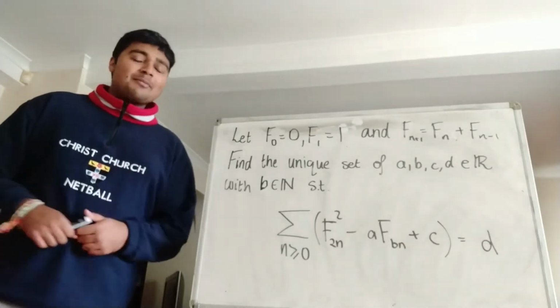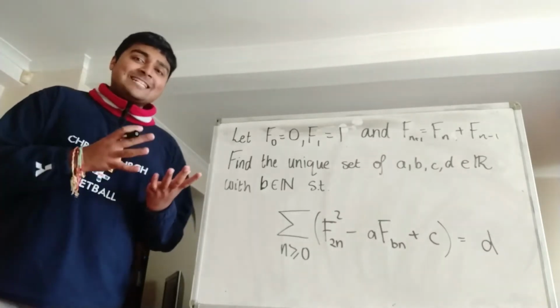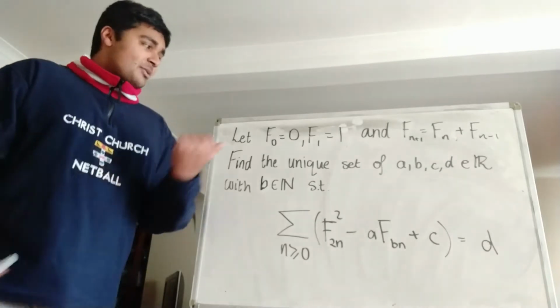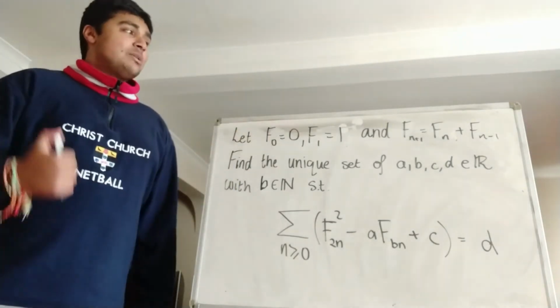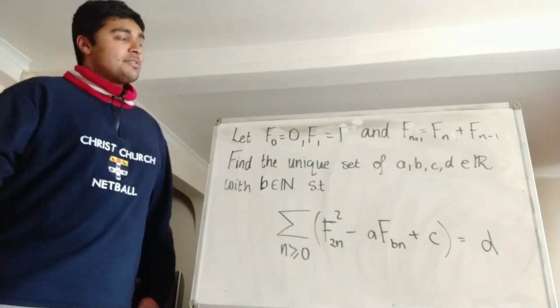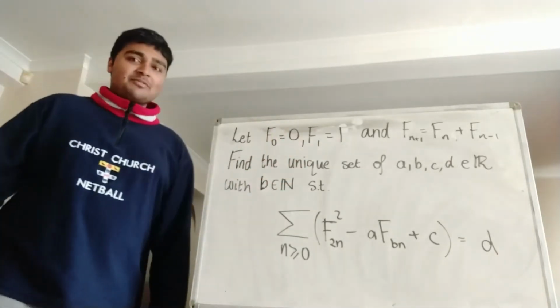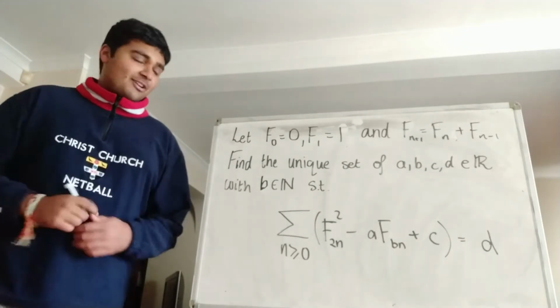Anyway, this is the problem I'm going to be tackling today, and it involves infinite series and Fibonacci numbers. So we have f0 equal to 0, f1 equal to 1, and f(n+1) equals f(n) plus f(n-1). This recurrence relation probably seems familiar; it's just the sequence of Fibonacci numbers.